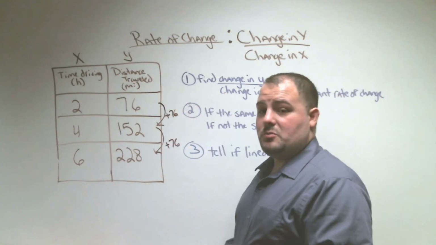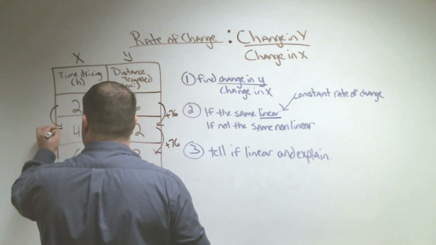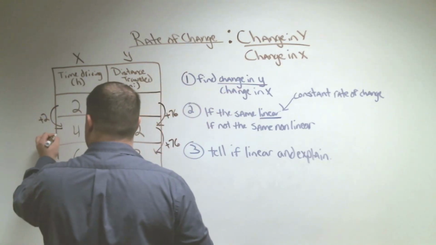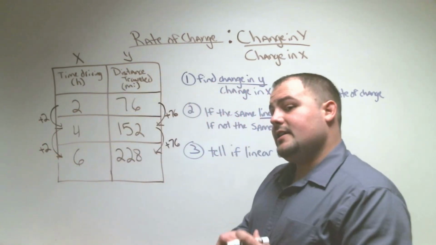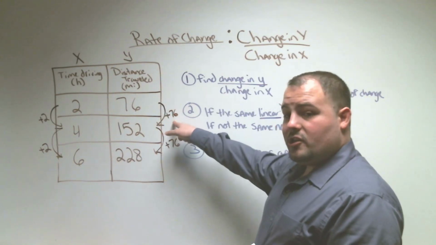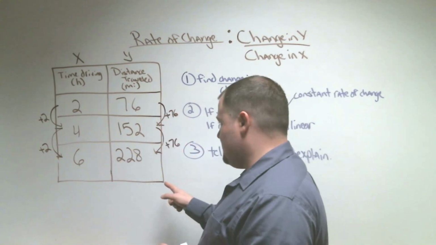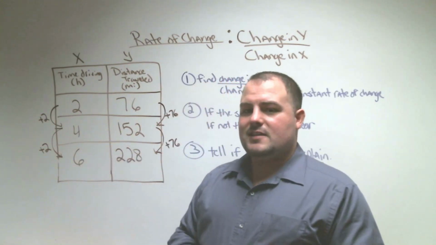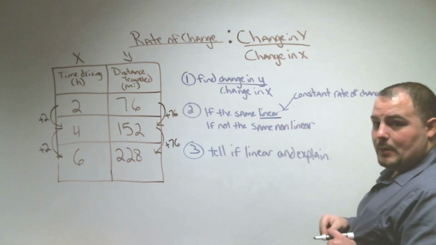So we found the change in y. Now we have to find the change in x. To go from 2 to 4, we're going to add 2. To go from 4 to 6, we're going to add 2. So right now, I can see that my rate of change is 76 on the y and 2 on the x. And it's always the same number. It's always 76. It's always 2. In this case, I have a constant rate of change because it's always the same number.